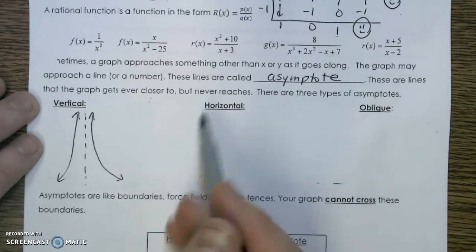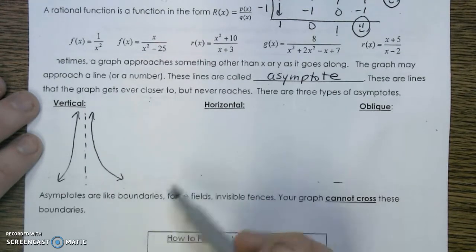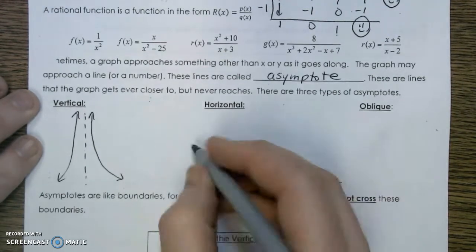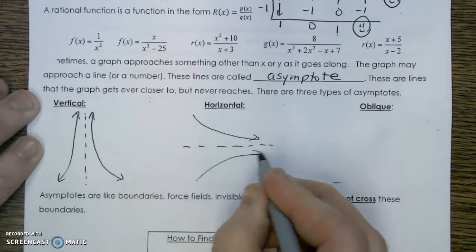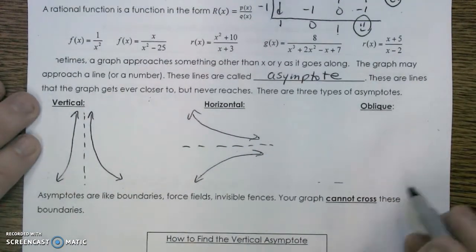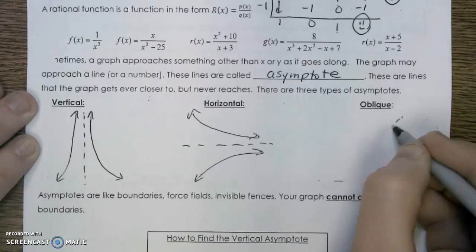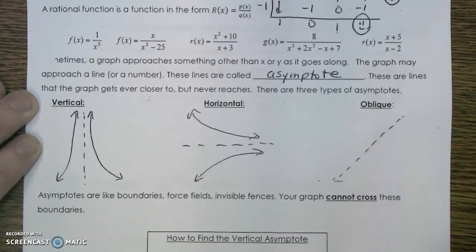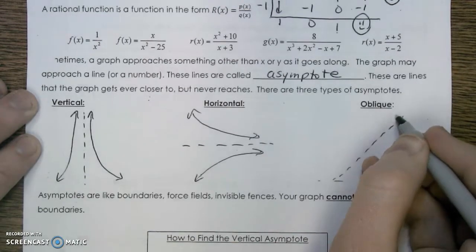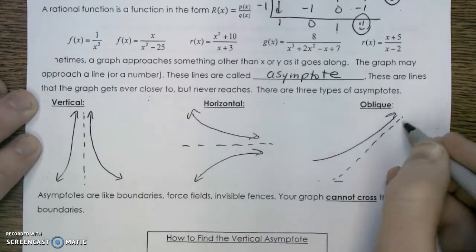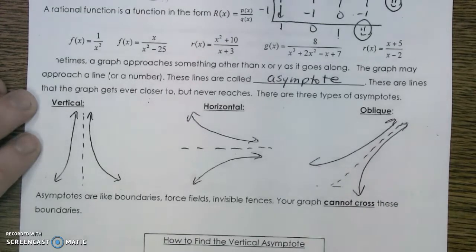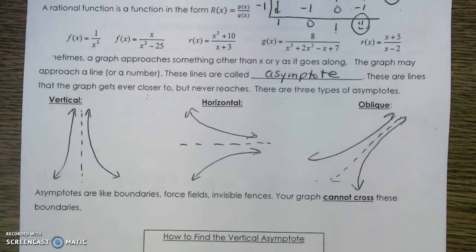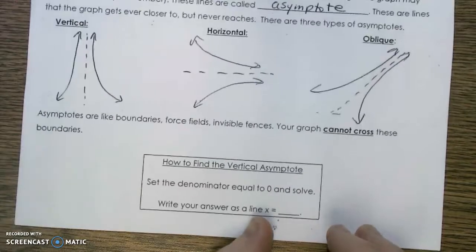But there's also horizontal asymptotes, which we haven't been looking for yet. And we're going to talk about how to find those. But a horizontal asymptote, you're going to have an asymptote going through your y-axis. And it'll look something like that. And then there's something we haven't looked at either, which is an oblique asymptote, which is sometimes called a slant asymptote, which your curve is going to approach at a slant. So something like that.